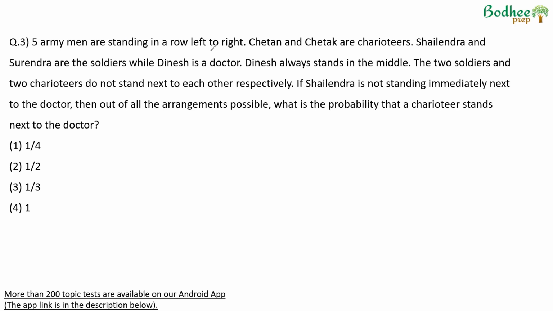5 army men are standing in a row left to right. 1, 2, 3, 4, 5. Chetan, Chetaka, charioteers. Shailendra, Surendra, soldiers. Dinesh is the doctor. Dinesh always stands in the middle, so let us fix Dinesh here. The 2 soldiers and 2 charioteers do not stand next to each other. So one soldier here, one soldier here, one charioteer here, one charioteer here is how they will stand.